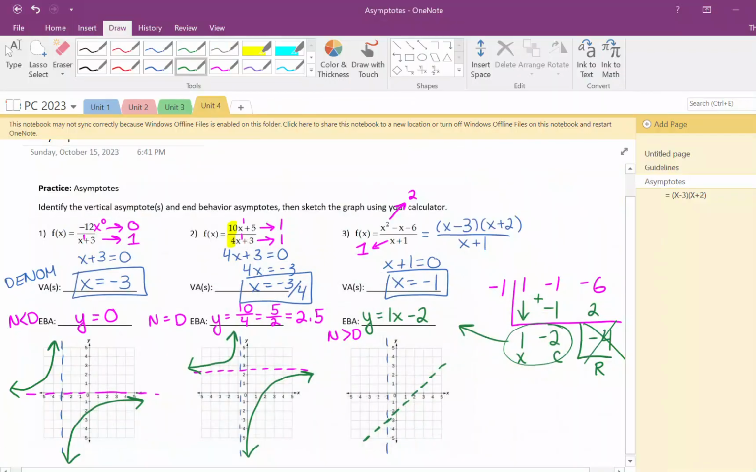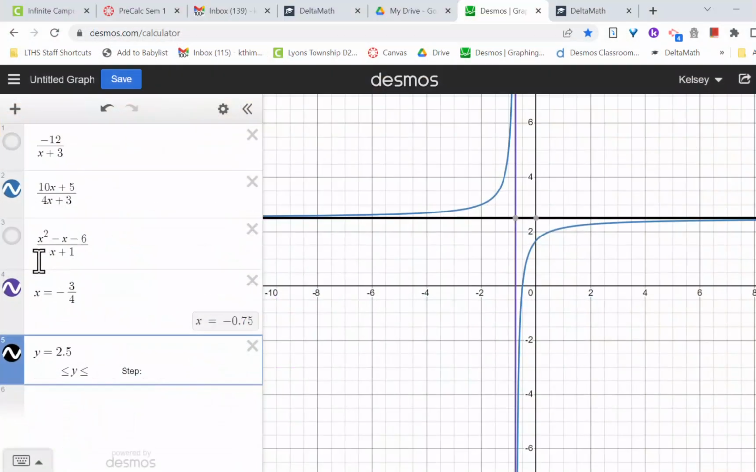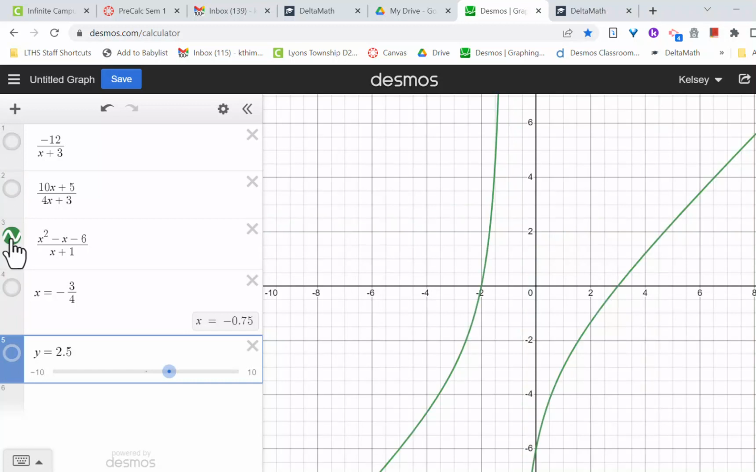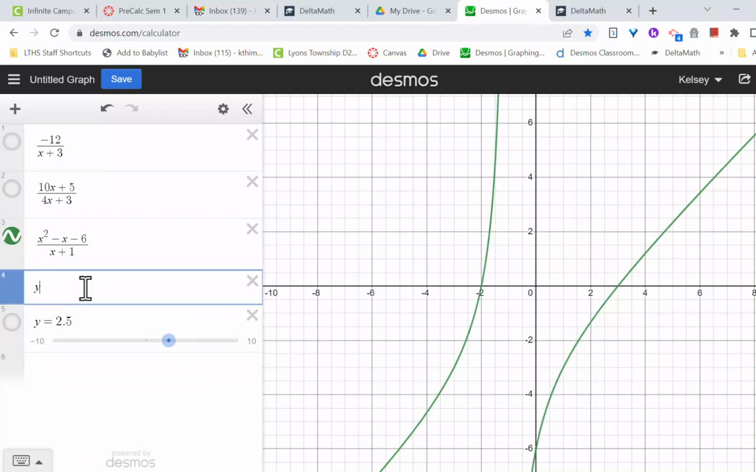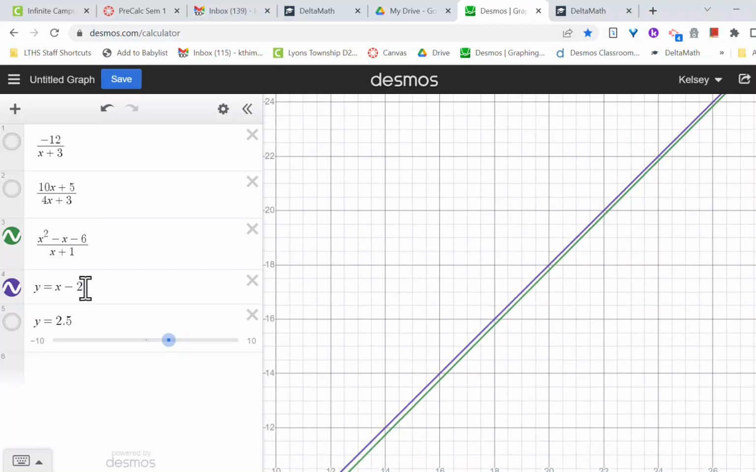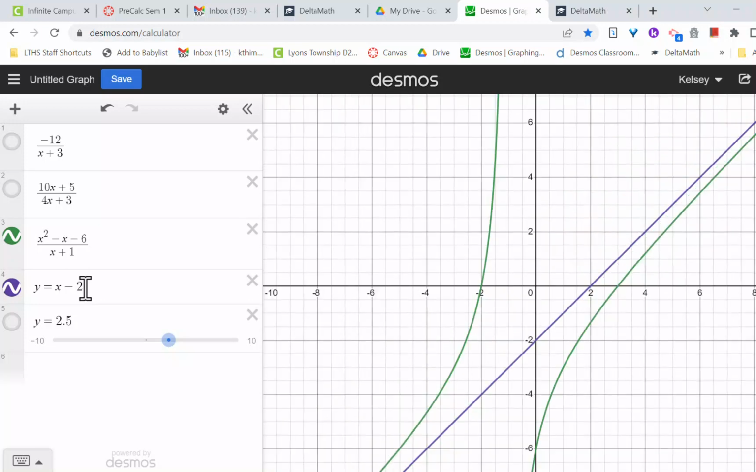And then last but not least, our last graph is going to look something like this. Okay, here you could see our SLASI, y equals x minus 2. Okay, again, at the end of my graph, I'm going to get closer and closer and closer to that, but it's never going to cross it.